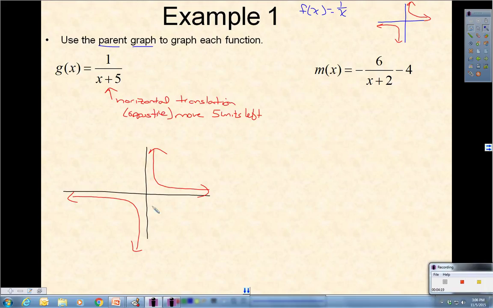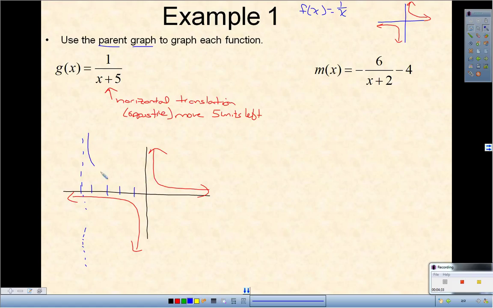If I were to take this and move it 5 units left, right now the vertical asymptote is at 0, but if I move that 1, 2, 3, 4, 5, now my vertical asymptote is here at negative 5. And I didn't move the graph up or down, so I'm still going to have this same shape right there. All I've done is just pick the graph up and move it 5 units to the left.